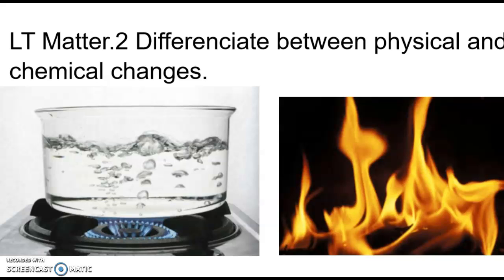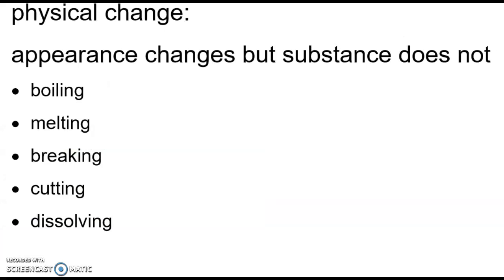Right, so for the second part of today's lesson, we're going to be talking about some of the changes that matter can undergo. So there's two different ways that we can change matter, one of those being physical changes, the other being chemical. So if something goes through a physical change, you're usually just changing how it looks, but you're not changing what it's actually made of.